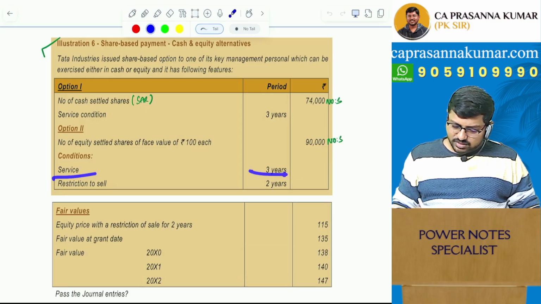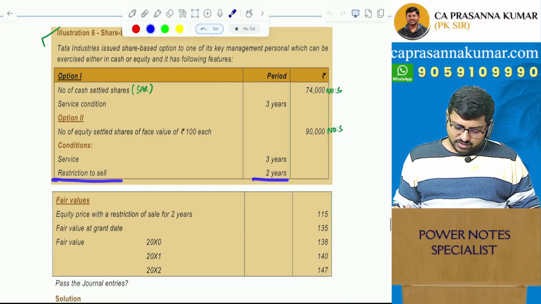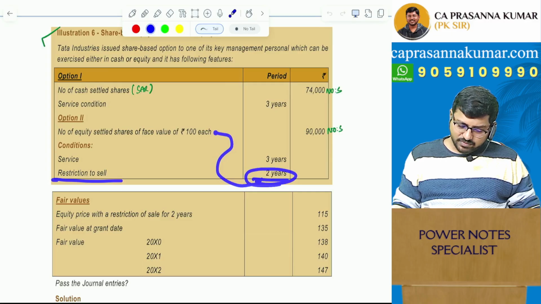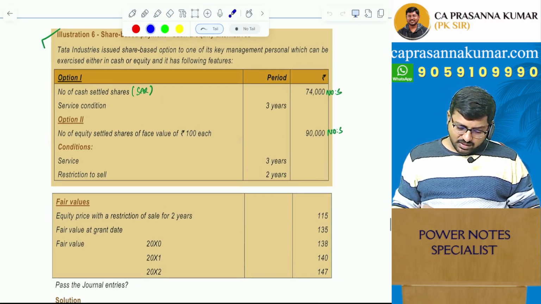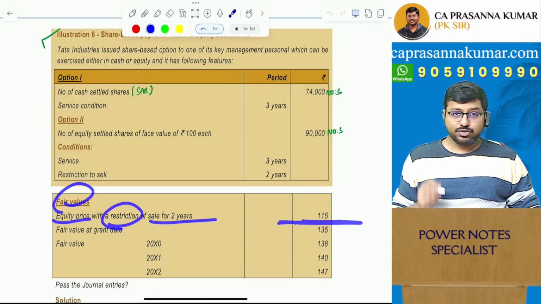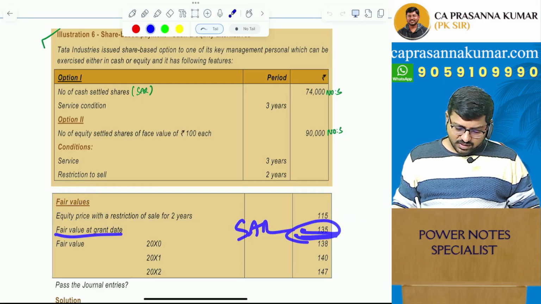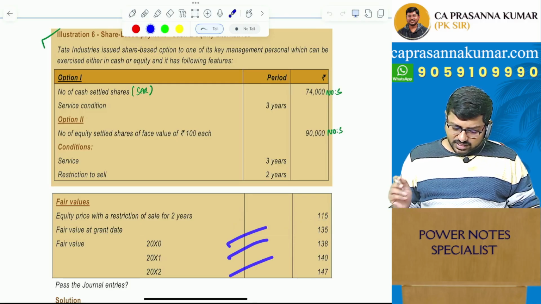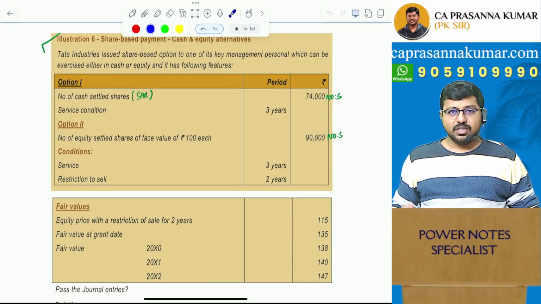Conditions, service condition is 3 years, okay? That will apply to the employee who has to be in service for 3 years. Restrictions to sell will be 2 years. Now this 2 years restriction will be only for equity settled shares. It will not be for cash settled, right? Fair values, equity price with a restriction of sale of 2 years. Okay, separate that restriction, fair value should be there, it is given. And then fair value at the grant date without restriction, this will go for SAR, okay? And different fair values at the respective dates, 20x0, 20x1, 20x2. All we have to do is pass journal entries, right now.